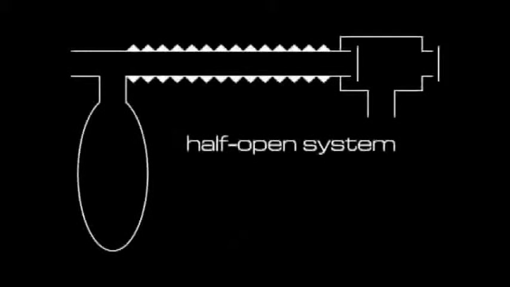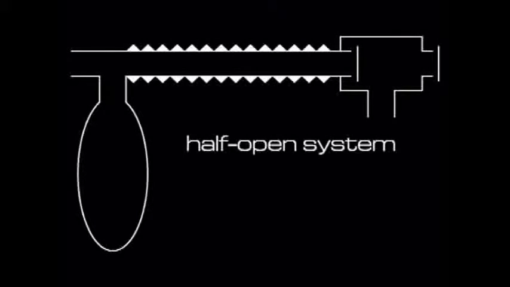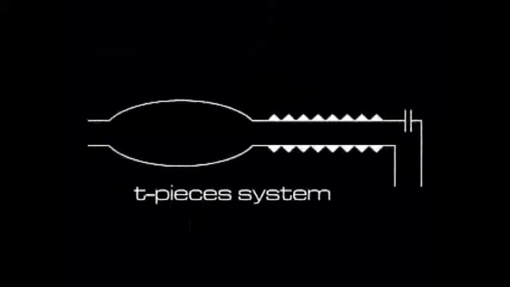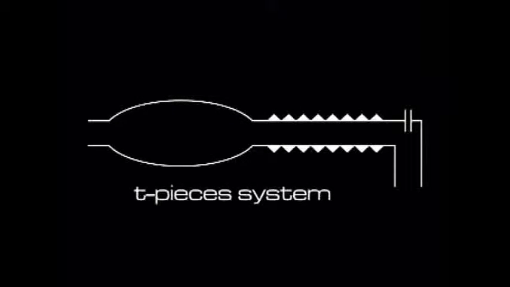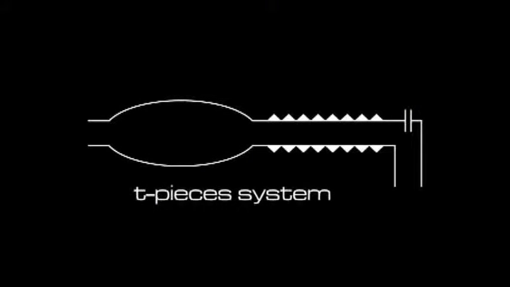Classification of anesthesia systems. The present graphic shows a half-open system. It does not contain a rebreathing valve, and its fresh gas flow is equal or greater than the respiratory minute volume. The second system allows the use of T-pieces with high fresh gas flow, meaning 3 times the respiratory minute volume, or T-pieces with low fresh gas flow, namely less than 3 times the respiratory minute volume.